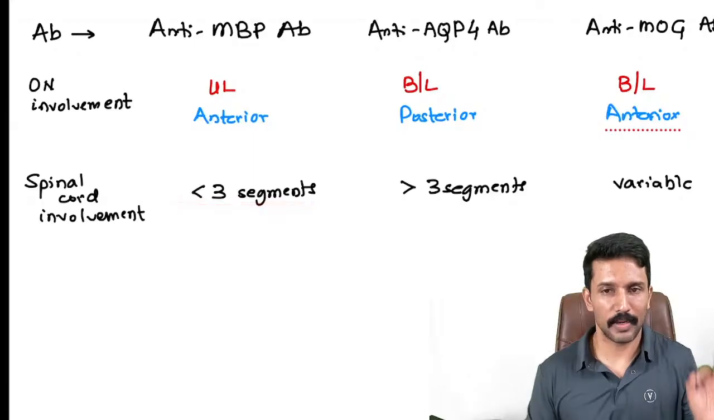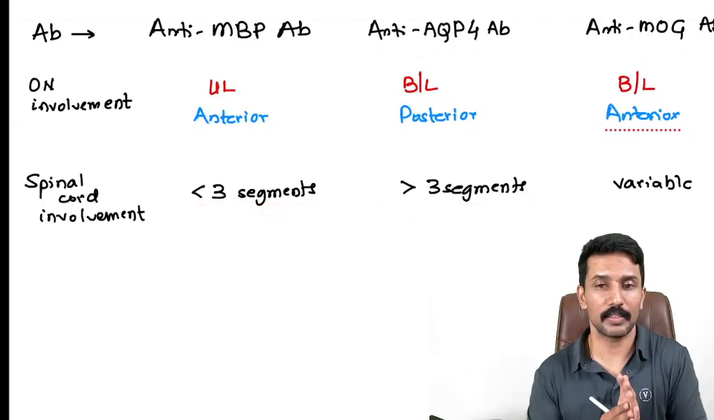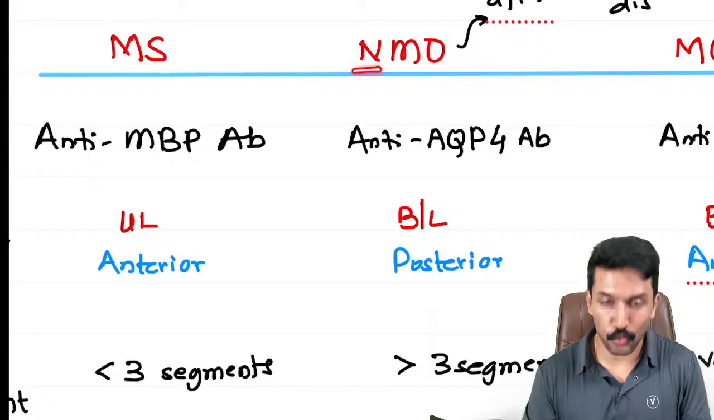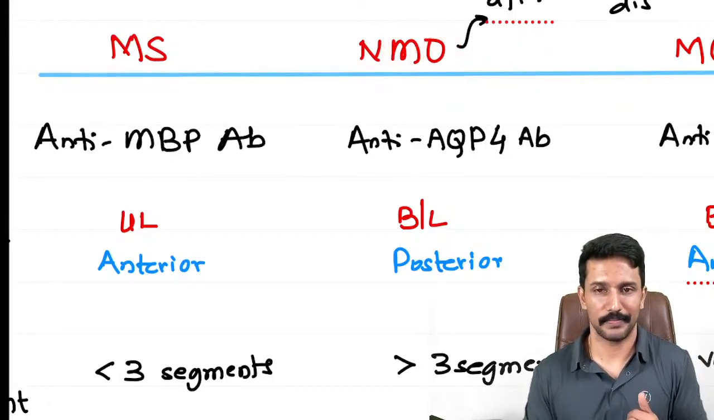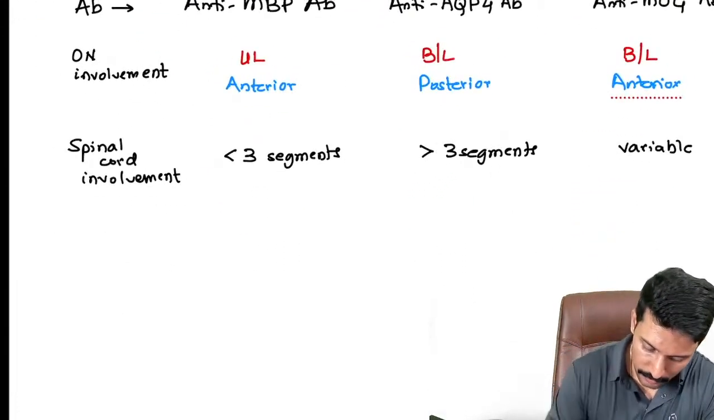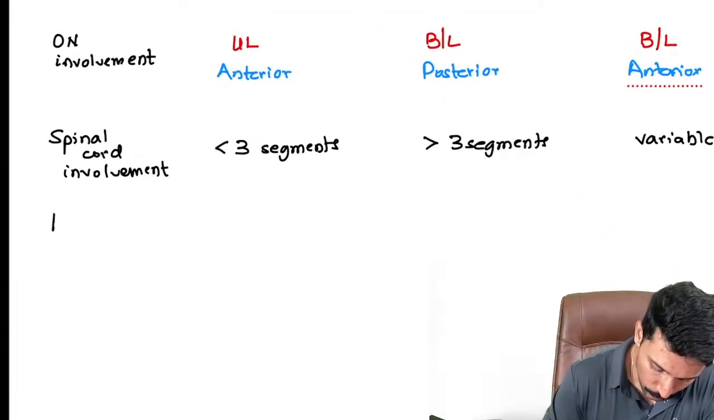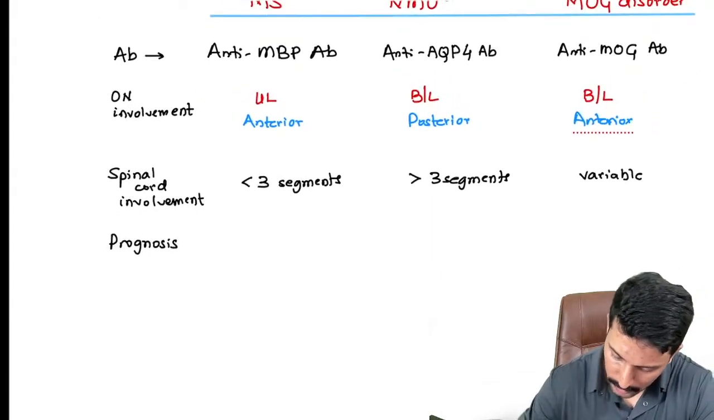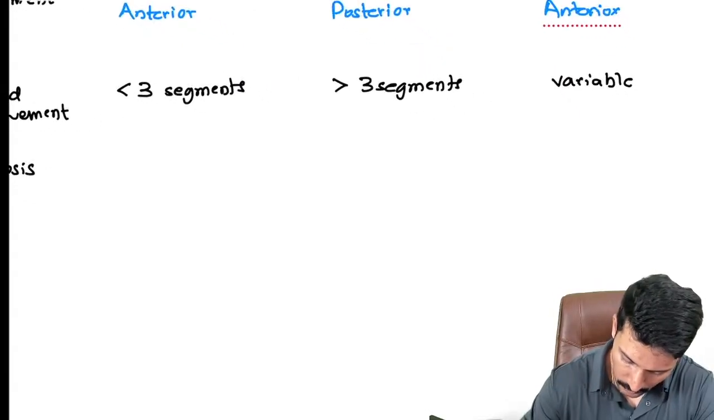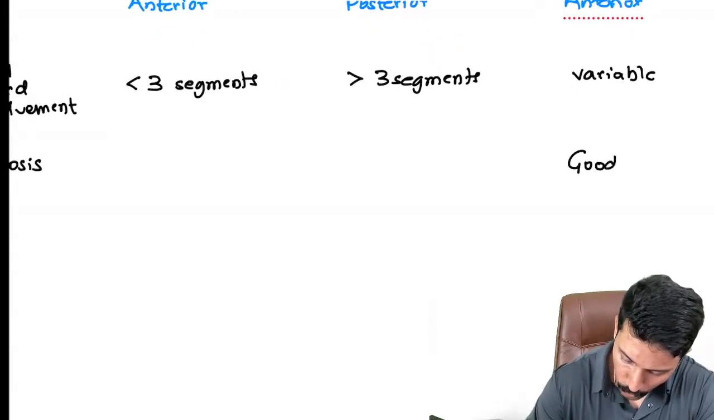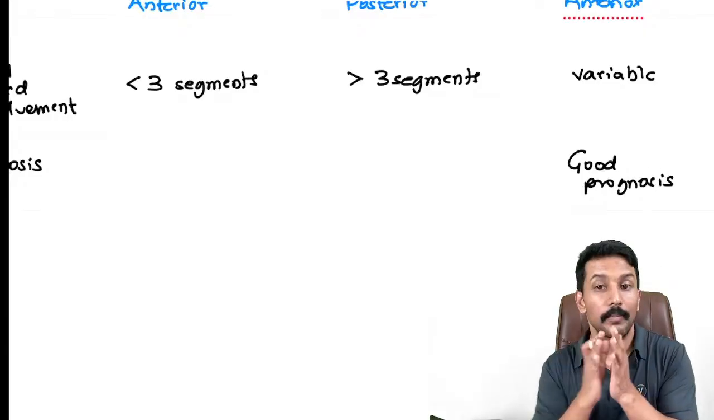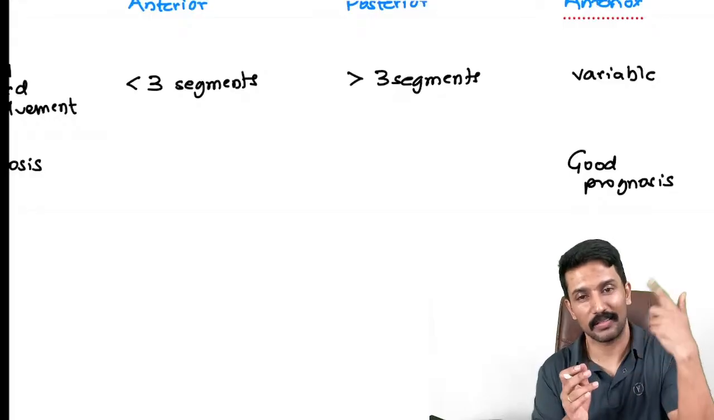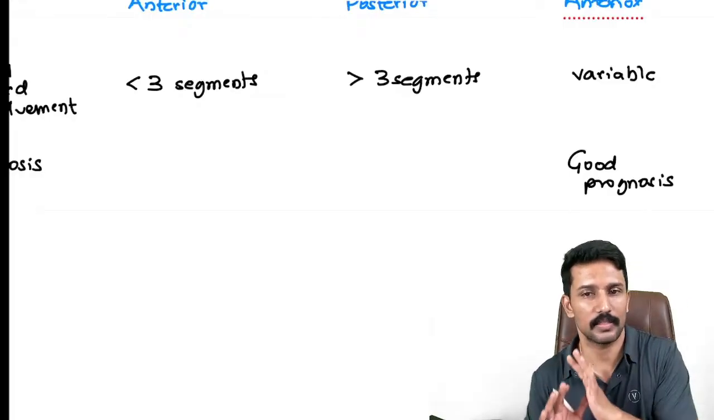Less than 3 segments is multiple sclerosis. More than 3 segments is neuromyelitis optica, right? It's there in the name. Neuromyelitis. Myel means spinal cord. Spinal cord is affected. Optica, optic nerve is affected. Okay. Now the last point that you need to know is in terms of prognosis. Anti-MOG carries a good prognosis. Why does it carry a good prognosis? Because it is a monophasic illness. Meaning demyelination happens only once. Multiple sclerosis, the name itself says multiple, recurrence. Neuromyelitis optica, recurrence. MOG, recurrence is rare.